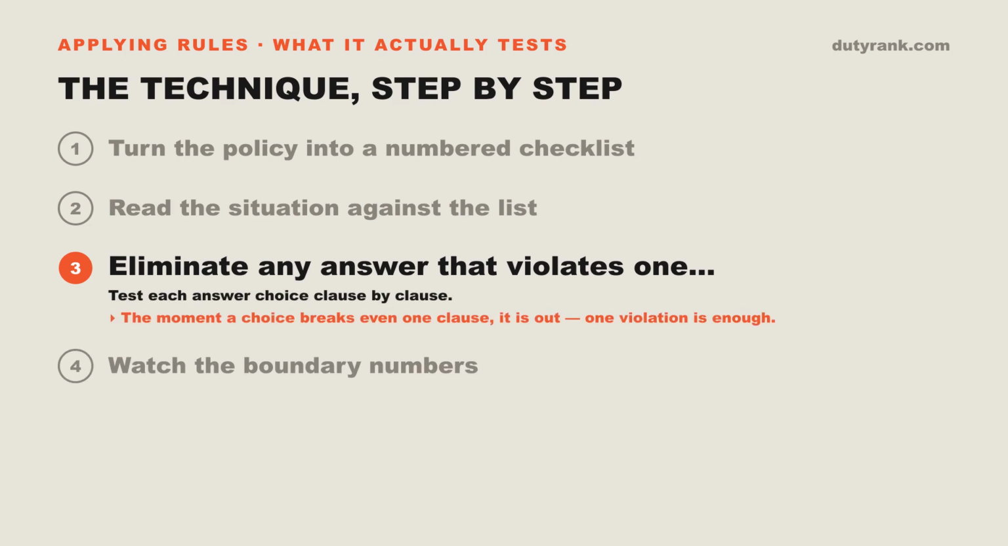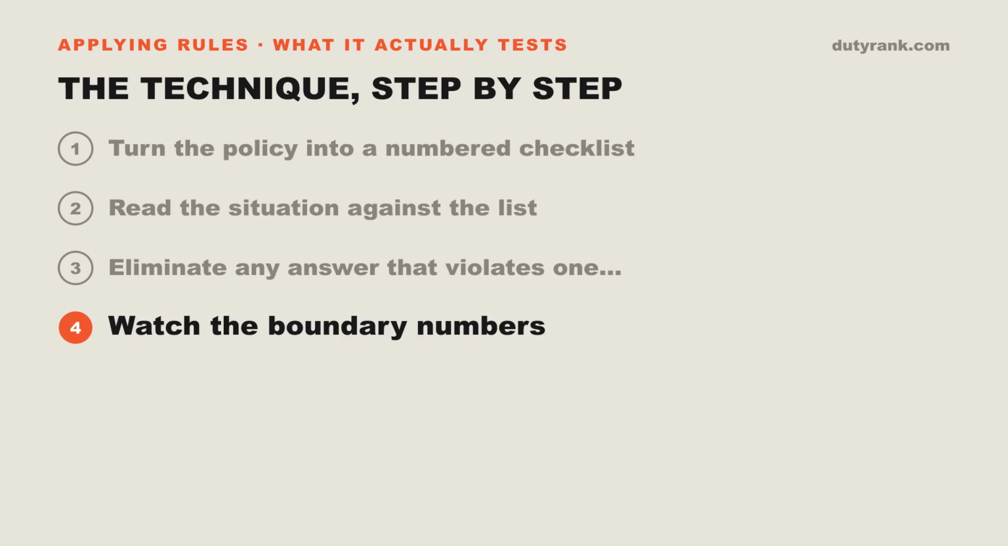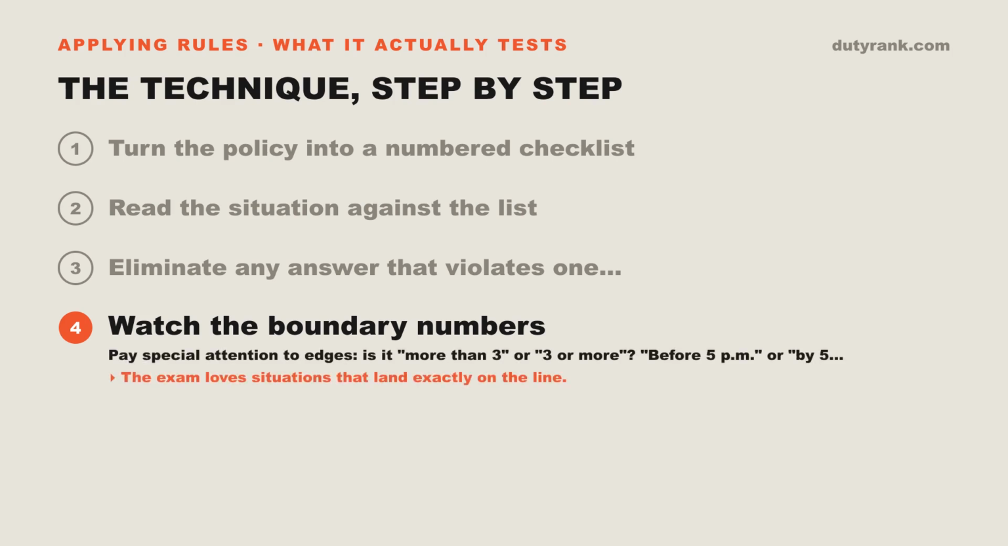Third, eliminate any answer that violates one clause. Test each answer choice clause by clause. The moment a choice breaks even one clause, it is out. One violation is enough. This is where careful readers win. The tempting distractor is right about everything except a single number or a single "within X hours," and that single miss disqualifies it.